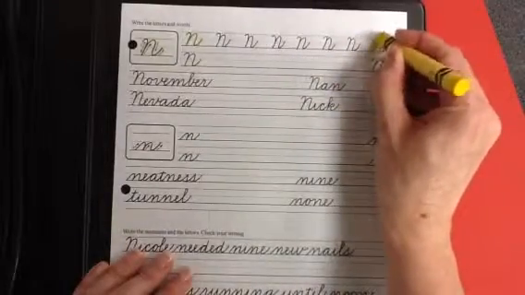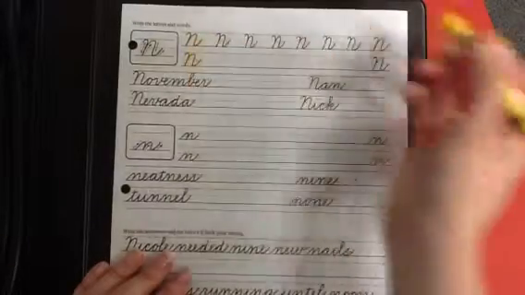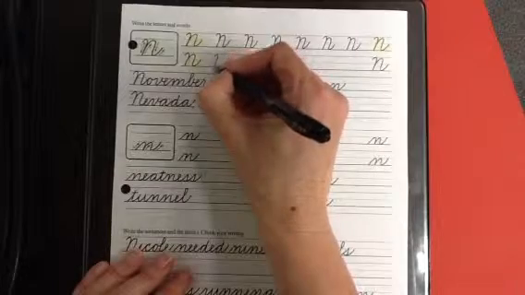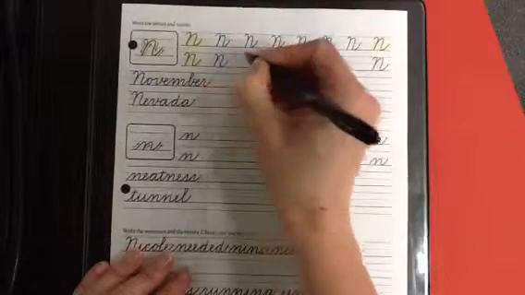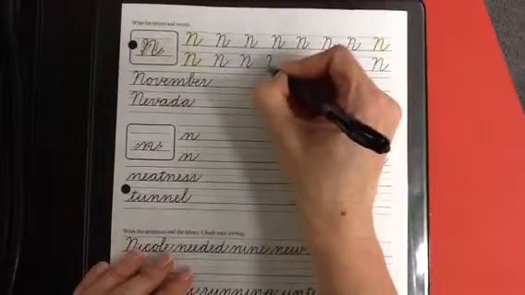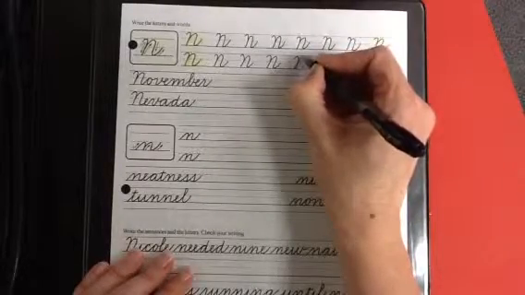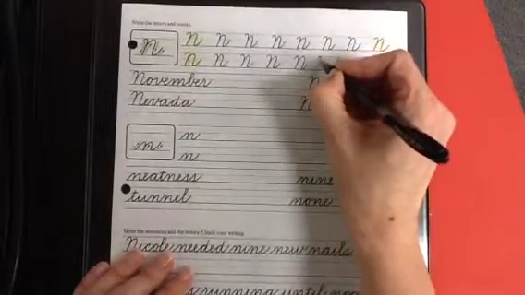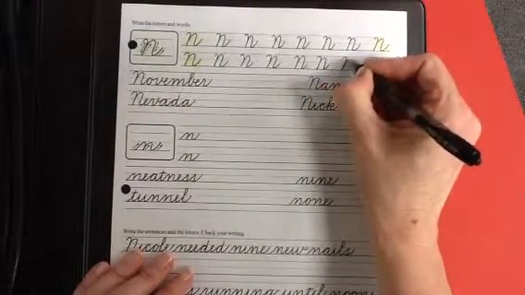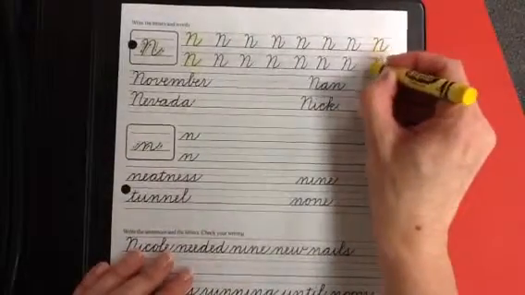Okay, let me highlight this last one. And then the one on the next line, down, up, and tail. All right. A few more of these in here with the tail. Alright, let's highlight this last one here.